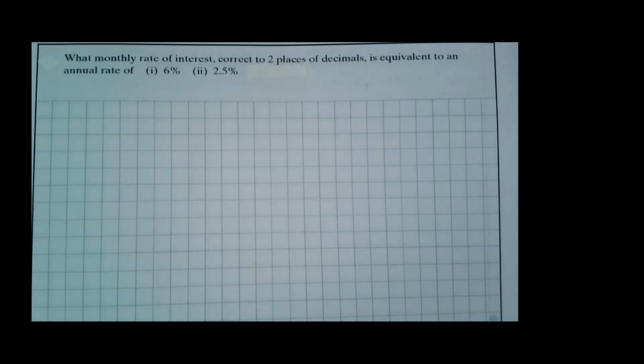Okay, so here we go. What monthly rate of interest, correct to 2 places of decimals, is equivalent to an annual rate of 6%? Let's just work out what the monthly rate is if we have an annual rate.